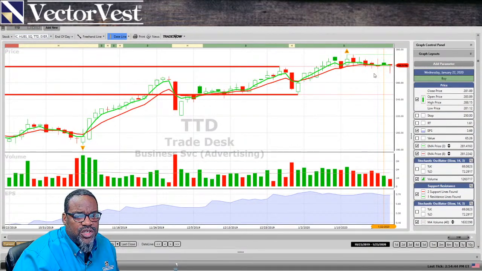Woo, TTD, what's it doing? Straight up, moving sideways. Volume is falling. That makes sense as the stock is moving sideways. Notice that the 3 and 8 are right with each other. I would think, and I'm going to give you a line in the sand.